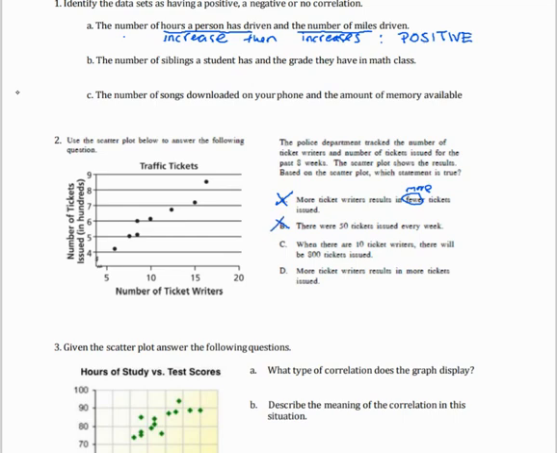C: when there are 10 ticket writers, so here's my 10 ticket writers, there will be 800 tickets. So let's see, at 10 ticket writers, we're at about a little over 600. So that wouldn't be true. D: more ticket writers results in more tickets issued. So as we increase the ticket writers, yes, the tickets increased as well. So D would be my answer.